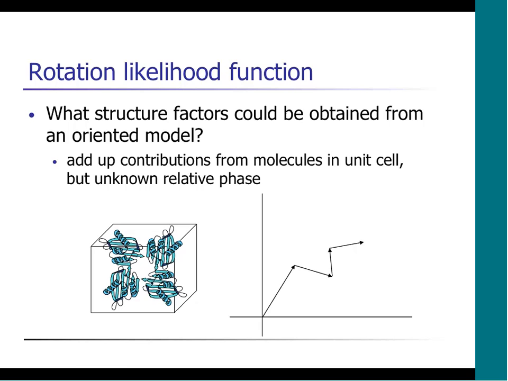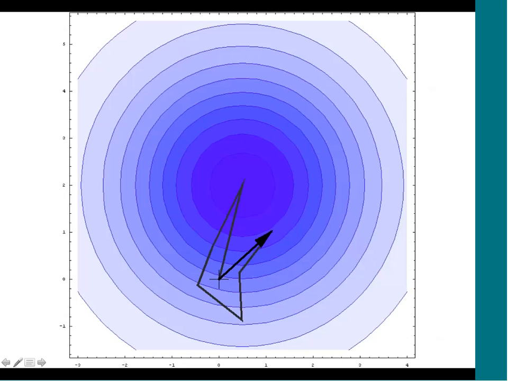So I have an animation here that shows this. In the animation, we take the contribution from one molecule, and then we add the contributions from several other symmetry-related molecules in the unit cell, and this adds up to give us an overall structure factor. As we translate the molecules and their symmetry-related copies around, the relative phases change, and we end up with different structure factors from the sum of these. Hopefully the animation works smoothly enough on your end. You should be seeing this large vector with an arrow moving around within the probability distribution that's shown by the shading in this picture.